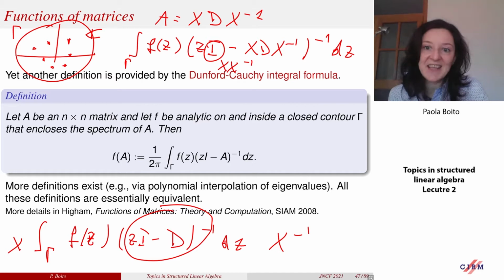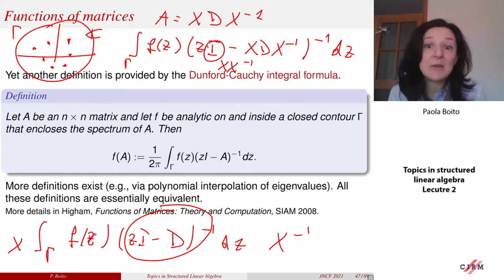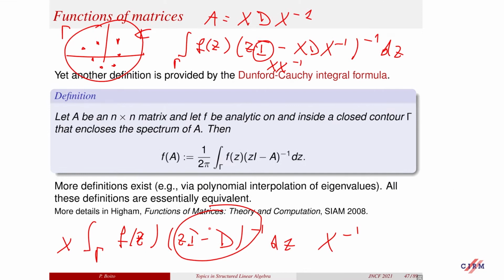And here we have the inverse of a diagonal matrix. So it is again a diagonal matrix whose entries are the inverses. And so what we get is basically a diagonal matrix where on each diagonal entry, I have applied the usual Cauchy formula about an eigenvalue of our matrix. So we get exactly the same expression we had for the diagonal form.